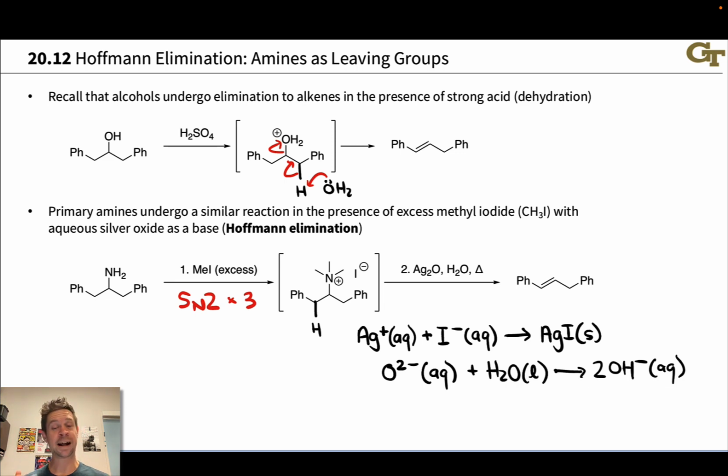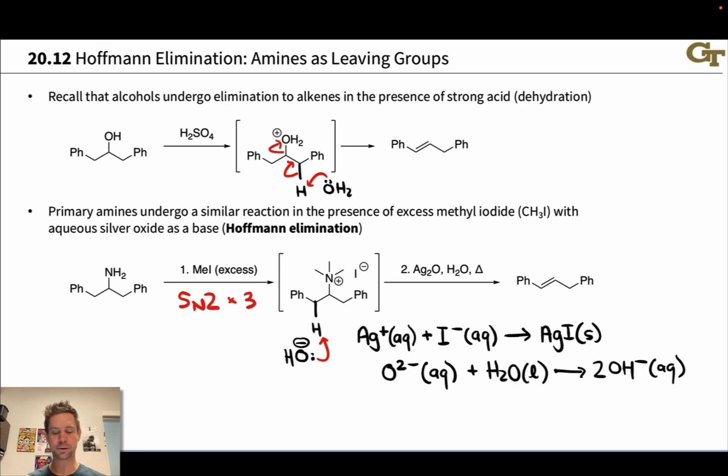Well, silver actually combines with the iodide anion to form an insoluble salt, silver iodide, and this leaves behind the highly basic oxide anion, O2-. The O2- can react with water in a proton transfer process to give 2 equivalents of hydroxide, and this is, of course, a base. So hydroxide base is generated under these reaction conditions, and the use of silver is convenient because this precipitates iodide from the reaction mixture, in essence replacing the iodide anion, which is not basic at all, with the hydroxide anion, which is a great base for this purpose.